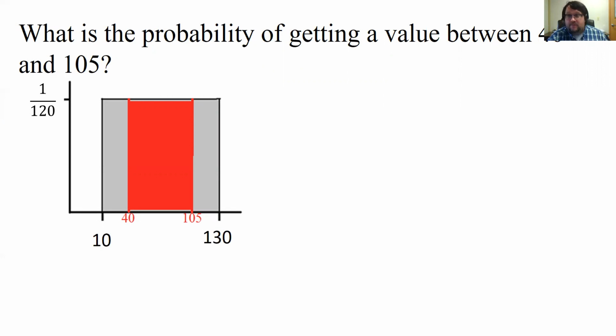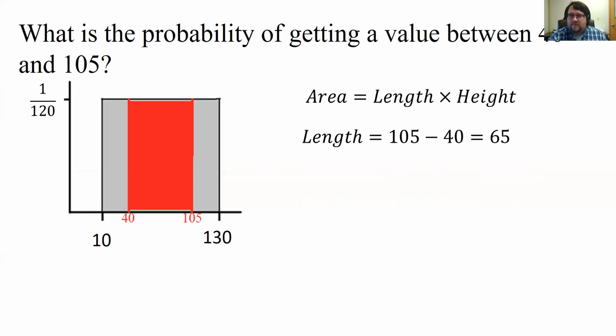And the way you find the area of a rectangle is you take length times, in this case, height. Length times height. So how do we find the length? Well, we find the length exactly how we did with the other length. We take the high value minus the low value. Take 105 minus 40, it's 65 units long.